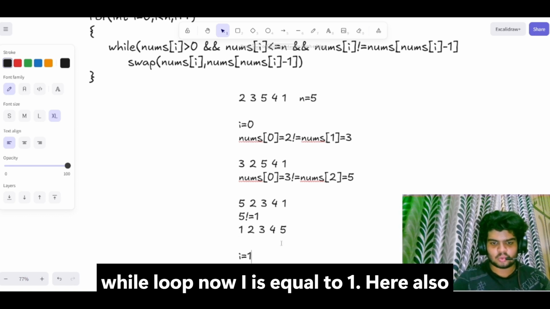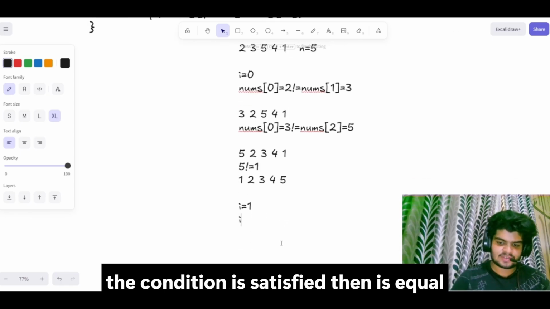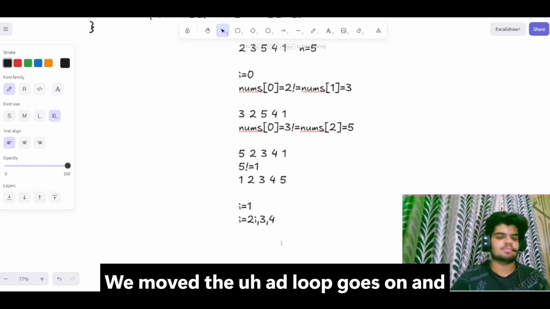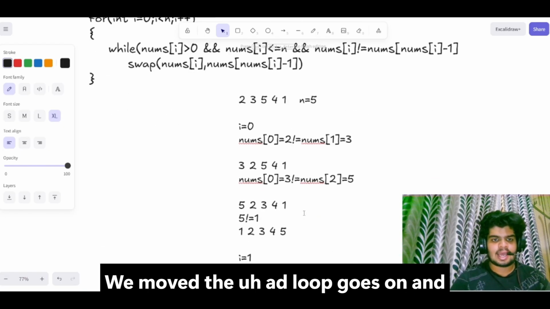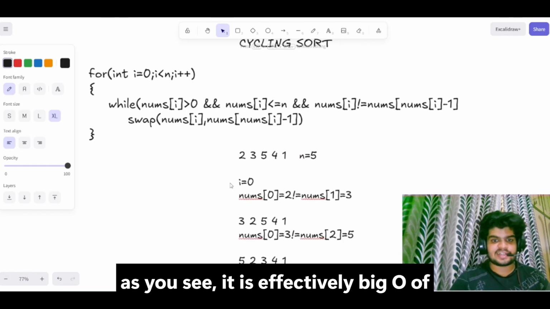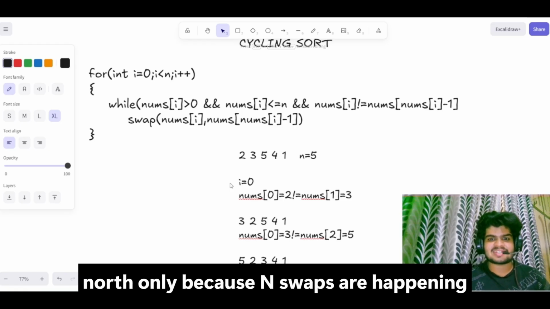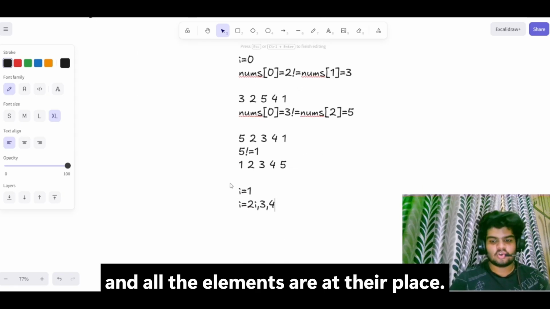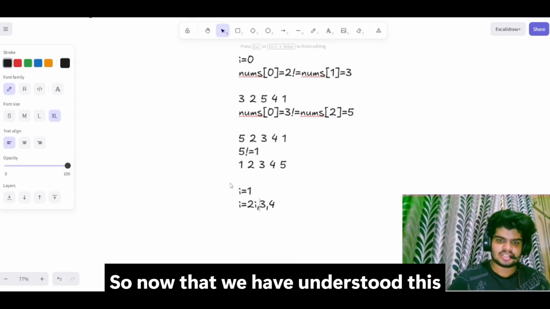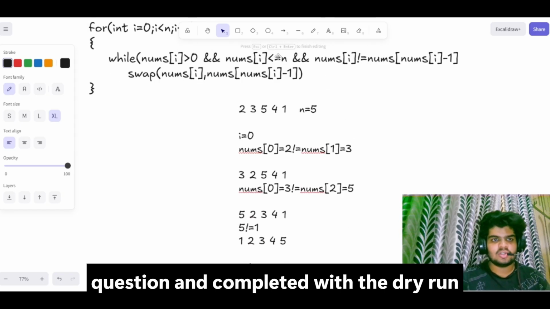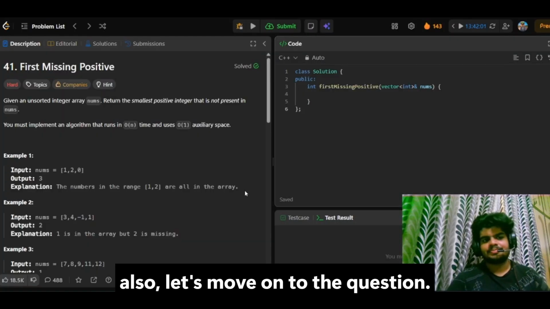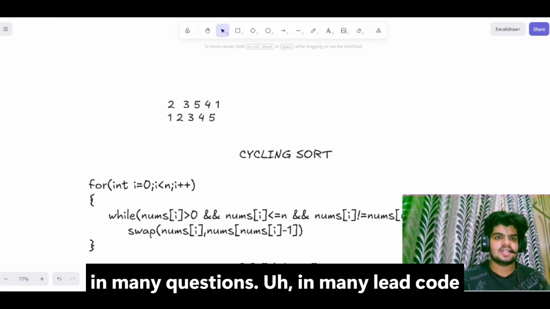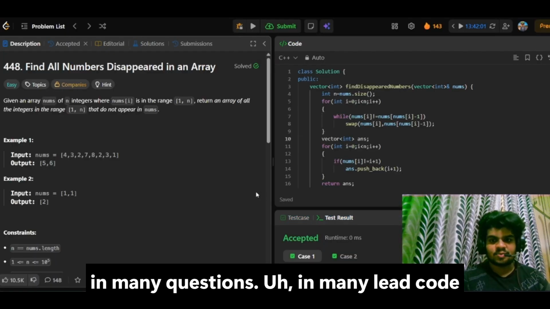Now i is equal to 1. Here also the condition is satisfied. Then i is equal to 2, i is equal to 3, and the loop goes on till 4. As you see, it is effectively O(n) only, because n swaps are happening and all the elements are at their place. Now that we have understood this algorithm and completed the dry run, let's move on to the question. Believe me, this algorithm helps you in many LeetCode questions, like this one too.